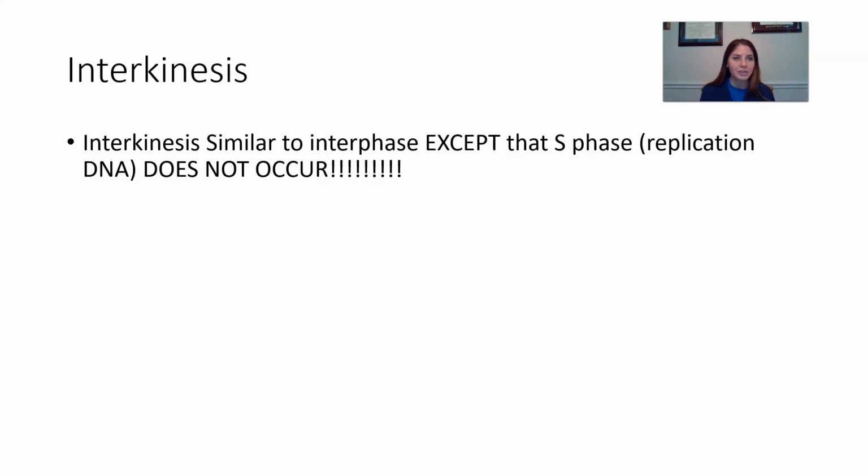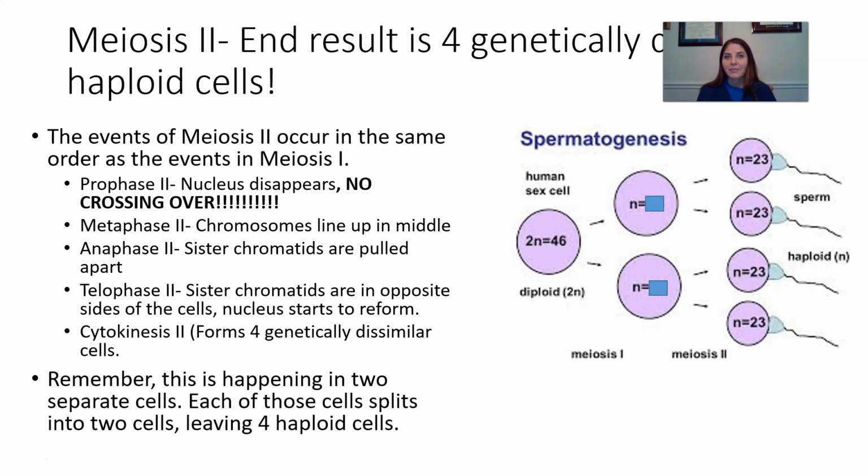So then we go into that funky thing that I talked about called interkinesis. Interkinesis is similar to interphase, except that the S phase, or where DNA is replicated, doesn't occur. So in this phase of meiosis, we do not replicate the DNA. That is the big difference between meiosis 1 versus meiosis 2. In meiosis 2, the end result is going to be 4 genetically distinct haploid cells. And remember, haploid means, if you said half, you are correct.